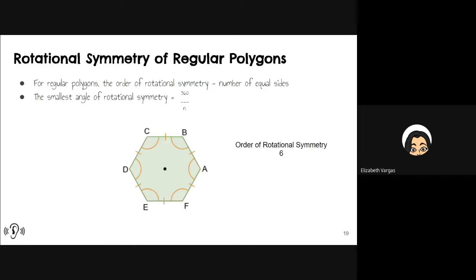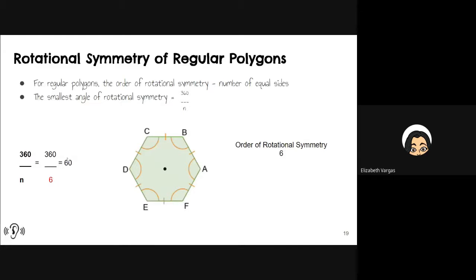And if we want to find the smallest instance in which we can rotate this hexagon to get it back to where it originally was, we do 360 divided by n, n being the number of sides. 360 divided by 6, 60. So 60 is the smallest degree in which we can rotate this hexagon to get it back within this bounds. Okay?